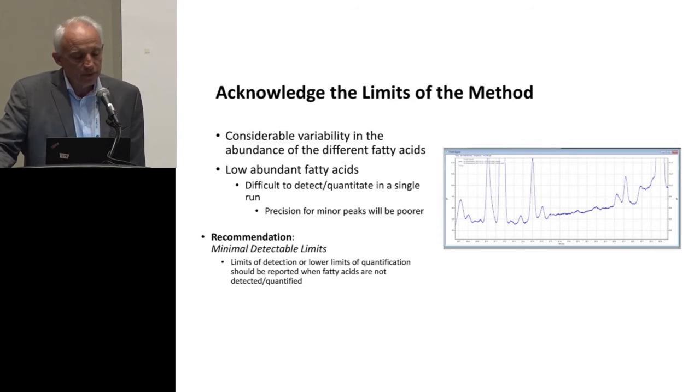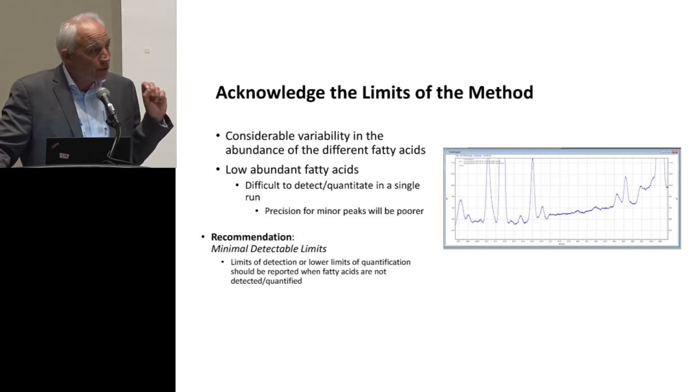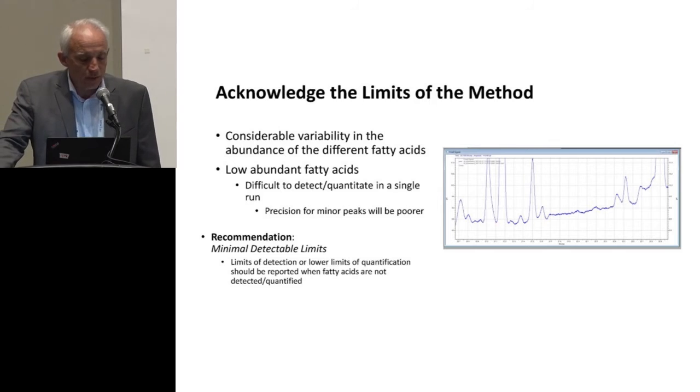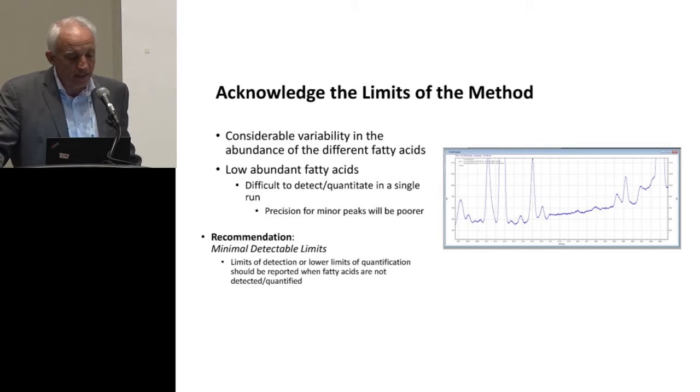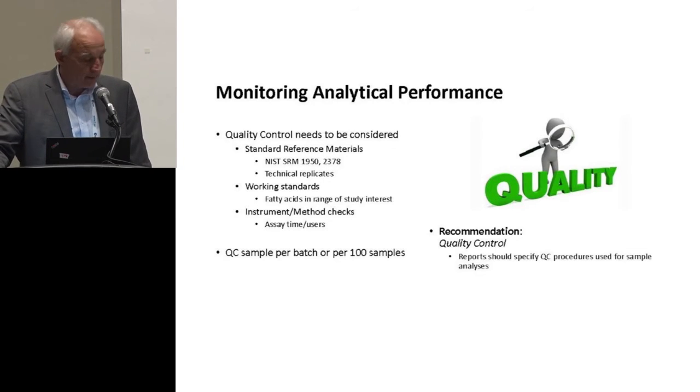You need to be able to identify where your cutoff is. What do you call a minimal detectable limit for your minor peaks? So limits of detection or lower limits of quantification should be reported when fatty acids are not detected or quantified is the recommendation for that. And then monitoring analytical performance is also extremely important.